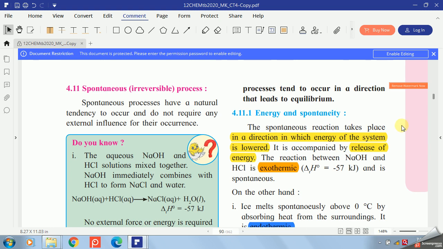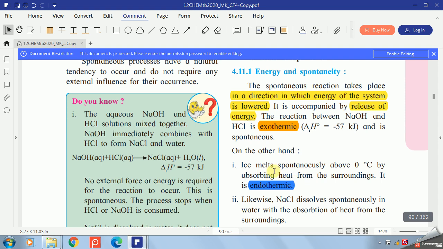Now the next point is energy and spontaneity. A spontaneous reaction is carried out in a direction in which the energy of the system is lowered or decreased, so it is accompanied by a release of energy or loss of heat. If you observe the reaction between sodium hydroxide and hydrochloric acid, heat is given out, so the reaction is exothermic and it is a spontaneous reaction.